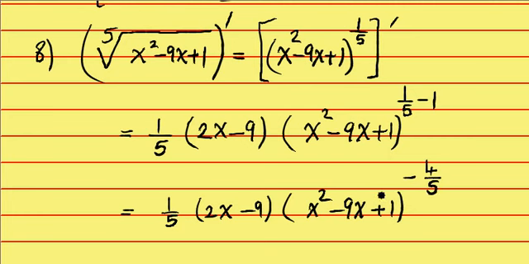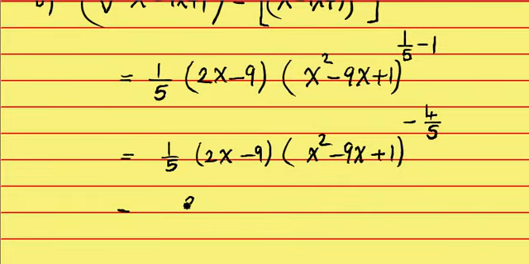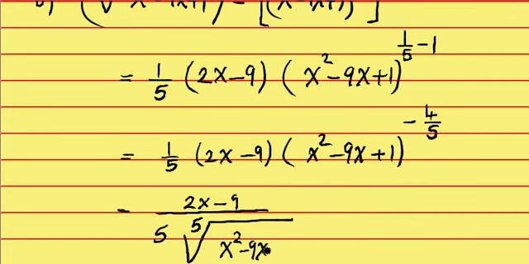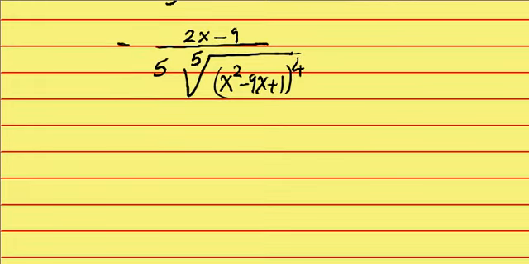If you want to write it in the radical notation, you can just write it like this. This becomes 2x minus 9 over 5 times radical. The index is 5. The power is 4. Power can be either inside or outside of the radical, either way. Okay, these were simple examples of chain rule. Let's go after some examples which are somewhat more complicated.